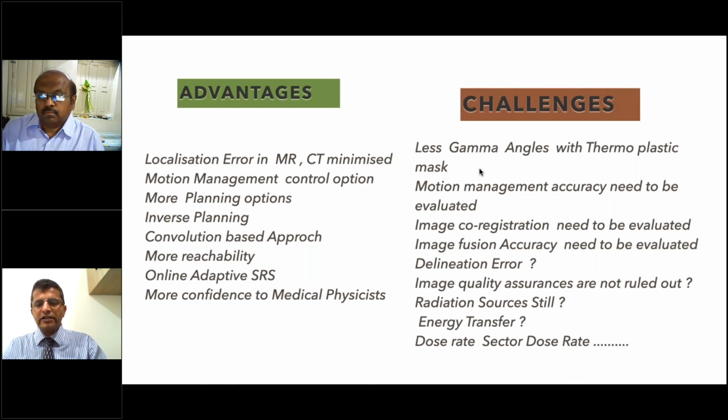Image quality assurance we cannot rule out because there are other issues like spatial accuracy and contrast resolution. These we cannot rule out with this. The radiation sources, we are still using radionuclide sources. And what about the energy transfer in the shots based on the dose rate estimated by the planning system? And there are uncertainties with the dose rate, sector dose rates.